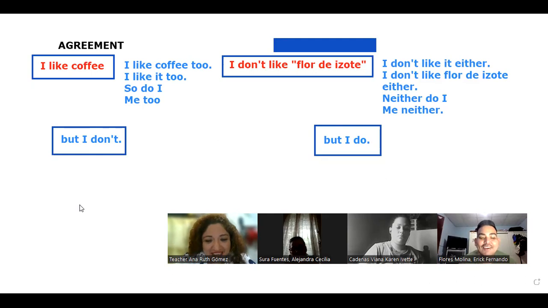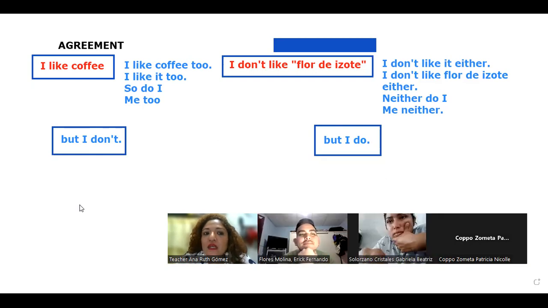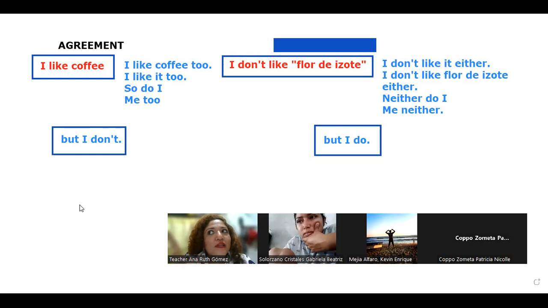Okay, Eric, so do I. All right, that is one opinion. Another person? But I don't. Okay, Patricia. Patricia is opposing the idea. Excellent. Somebody else? Neither do I. Neither do I is not correct because I said I like beer. I didn't say I don't like beer. Wilbur, you are going to say, neither do I, if you agree with a person, but in a negative sentence.